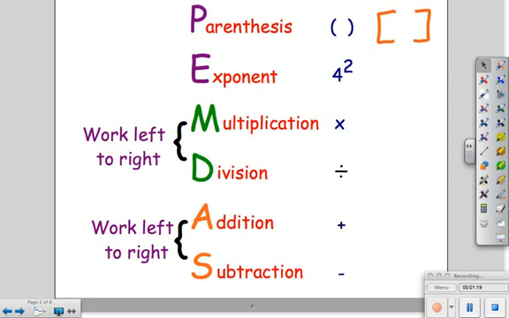Very same thing with addition and subtraction. They really like each other. They hang out together all the time, so they're not going to really care if one goes first sometimes and the other goes first another time. Whichever one happens first, left to right, is the one you perform first.